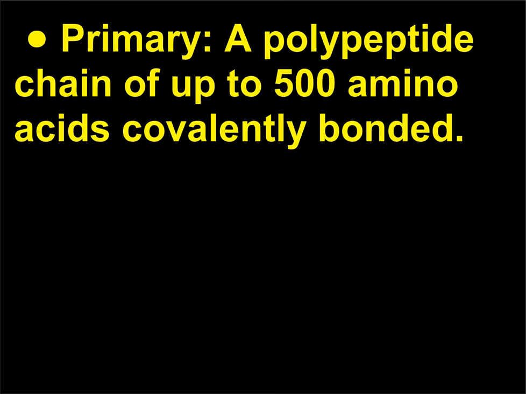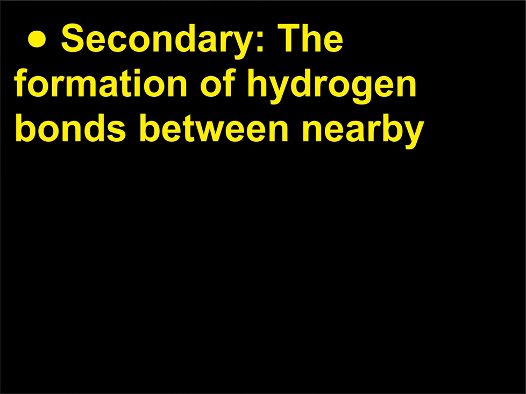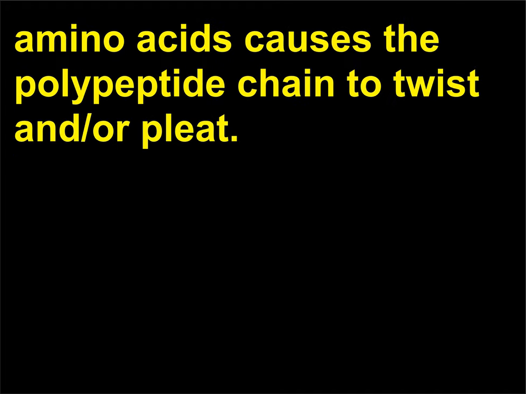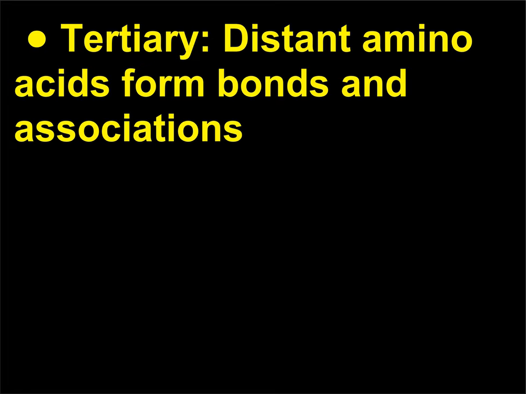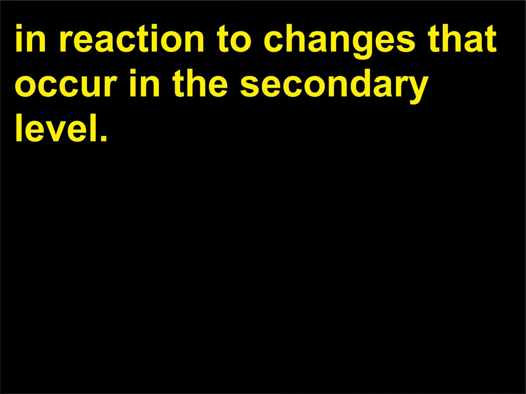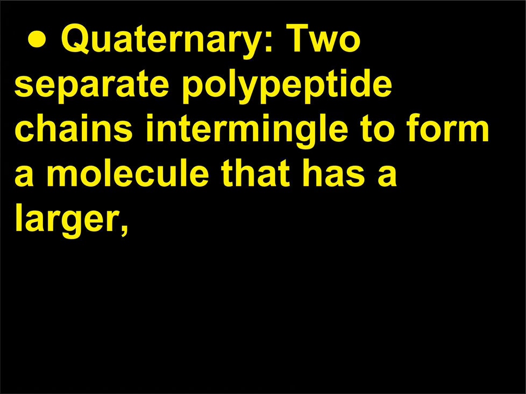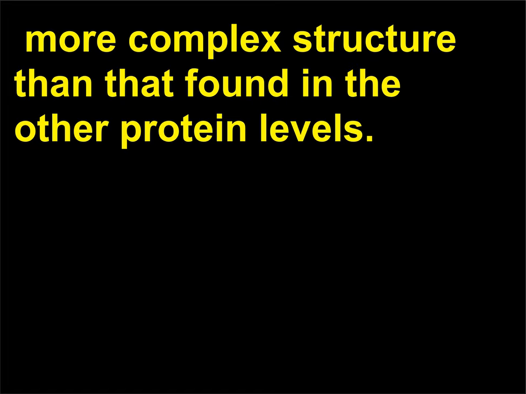Primary, a polypeptide chain of up to 500 amino acids covalently bonded. Secondary, the formation of hydrogen bonds between nearby amino acids causes the polypeptide chain to twist and slash or pleat. Tertiary, distant amino acids form bonds and associations in reaction to changes that occur in the secondary level. Quaternary, two separate polypeptide chains intermingle to form a molecule that has a larger, more complex structure than that found in the other protein levels.